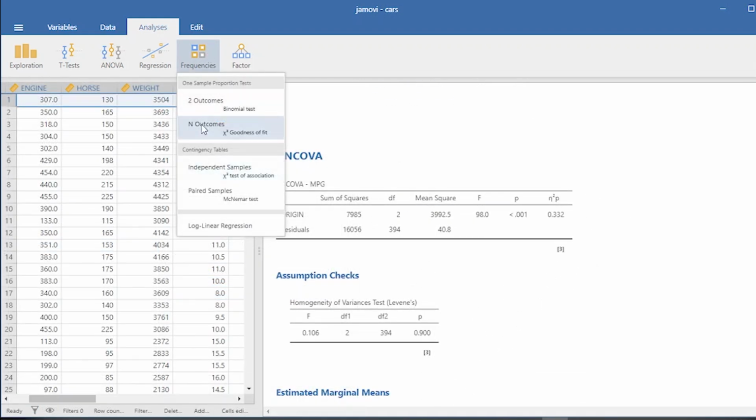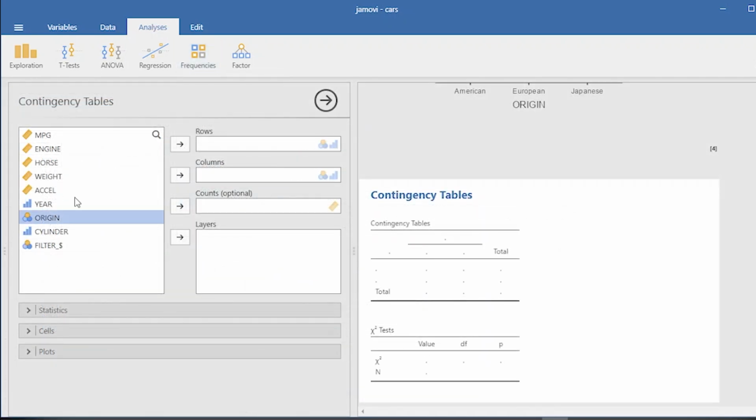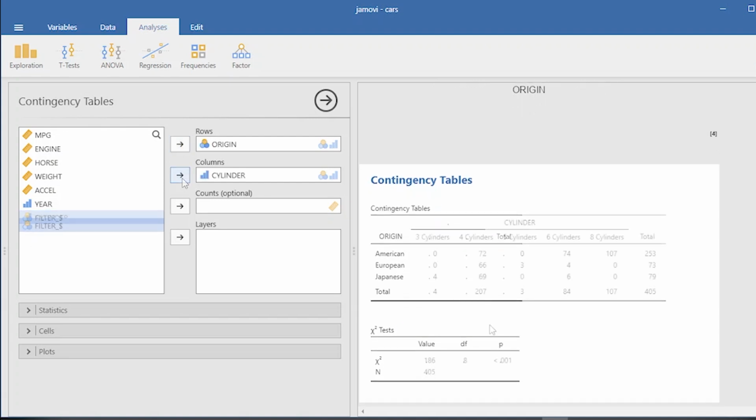Last, if you like, we did the independent test of the contingency table, just to show you an example, of the origin of the car. Let's put them in the rows and the cylinders here. What you can see is that the manufacture of cylinders according to the three groups is significant, because we reject the null hypothesis that they are the same. So they are not the same.